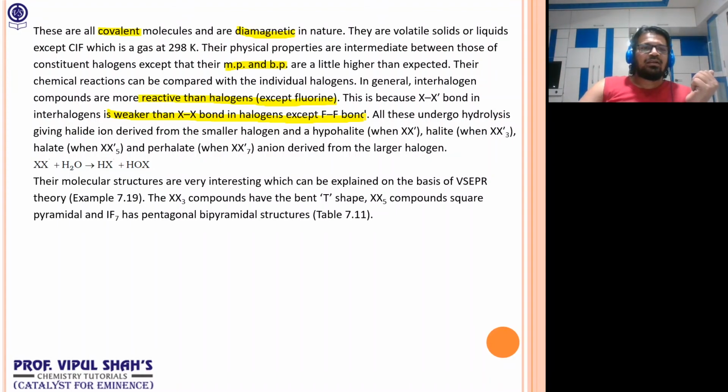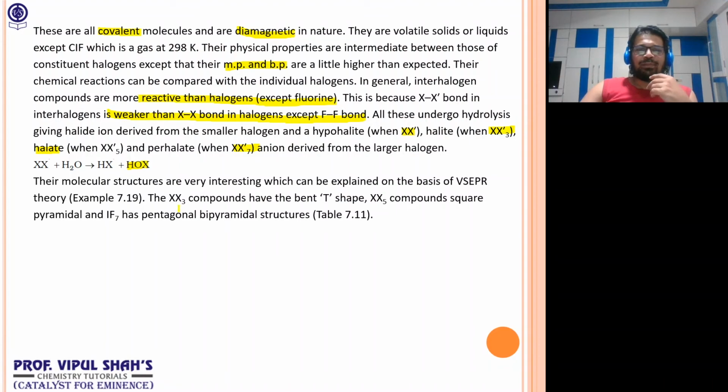They undergo hydrolysis and form their respective hypohalides, halides, as I just discussed: hypochlorous, chlorous, chloric, and perchloric acid. So the salts formed have halate and perhalate as the anions. So an interhalogen with water will form the HX acid and its respective oxy compound.